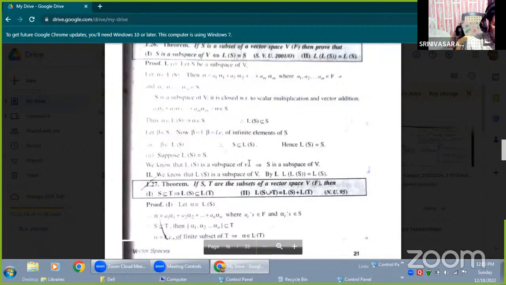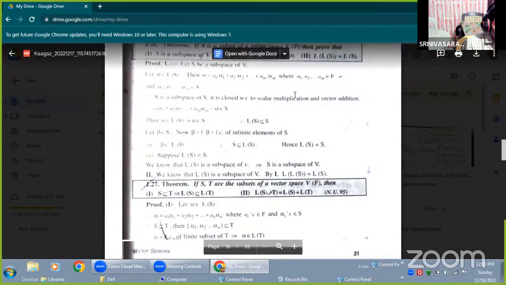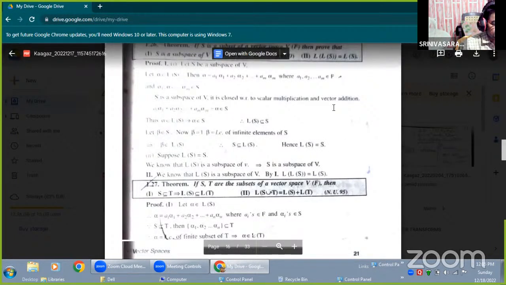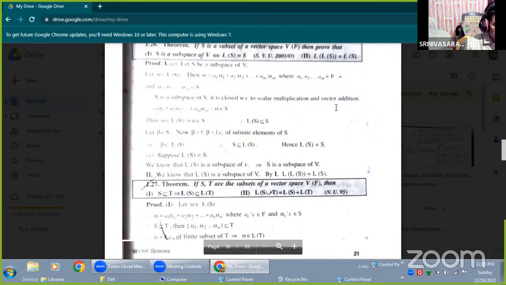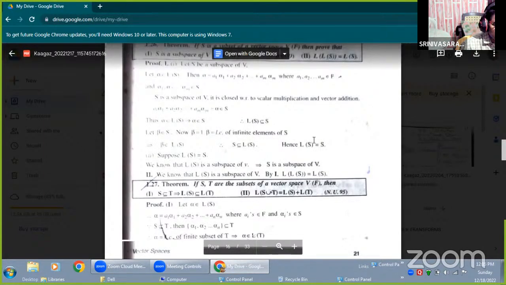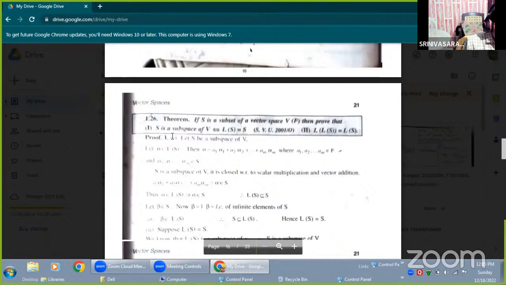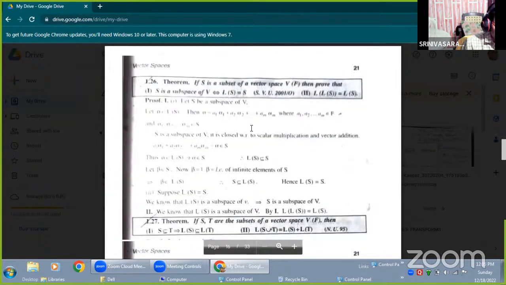If S is a subset of a vector space V over F, then prove that S is a subspace of V if and only if L of S equals S. First of all, given that S is a subspace, and second, we take the case where the linear span must be equal to the subset of the vector space. Now this theorem is very important.